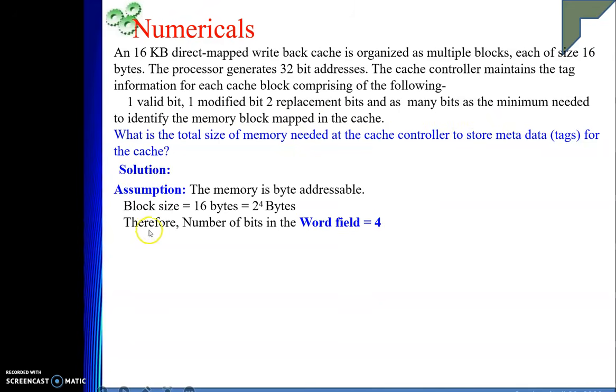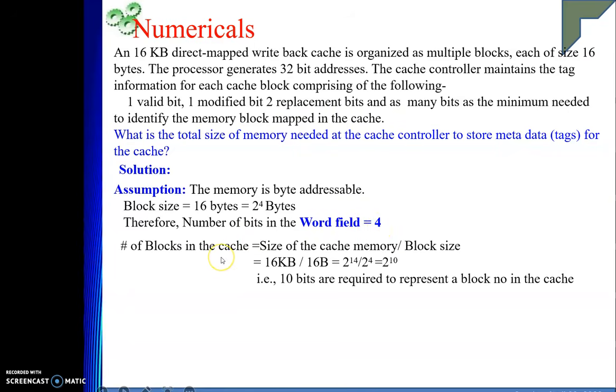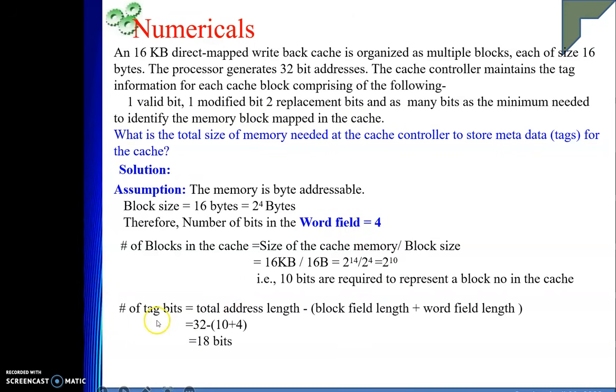So we'll do it. So see, our block size is 16 bytes. That means 4 bits will be the word field, right? Next is number of blocks. Total size of cache memory is 16 KB divided by block size. So it will give me 2 to the power 10. So 10 bits are required to represent a block in the cache. These two we have got, and we know the 32-bit address, so we can easily find out the number of bits in the tag. Just now we have done the same kind of thing in our previous numerical. So see, tag bits is 32 minus 10 plus 4, which is 18 bits.